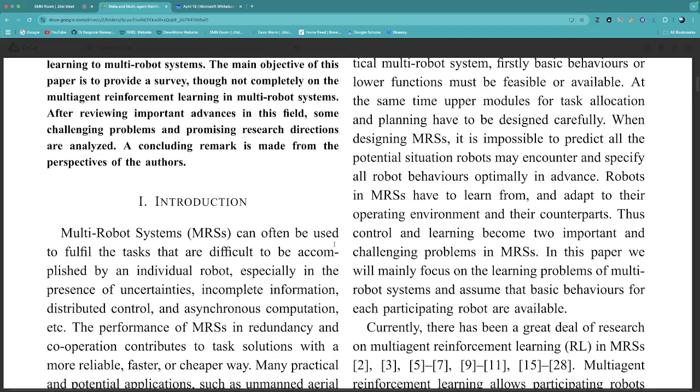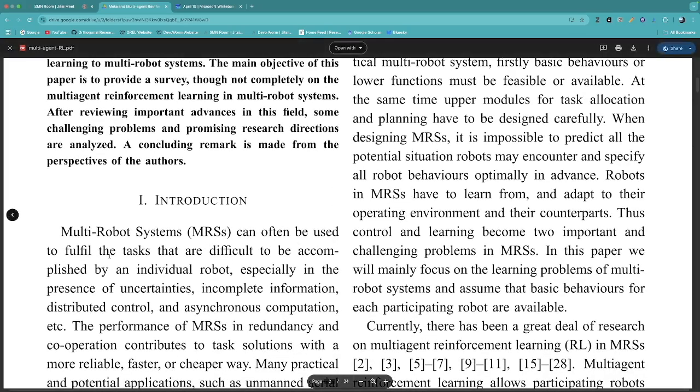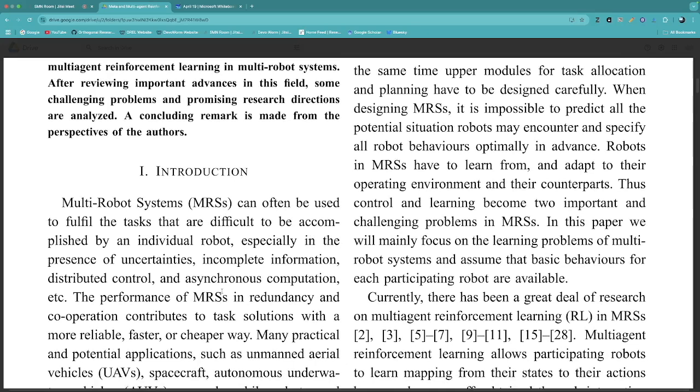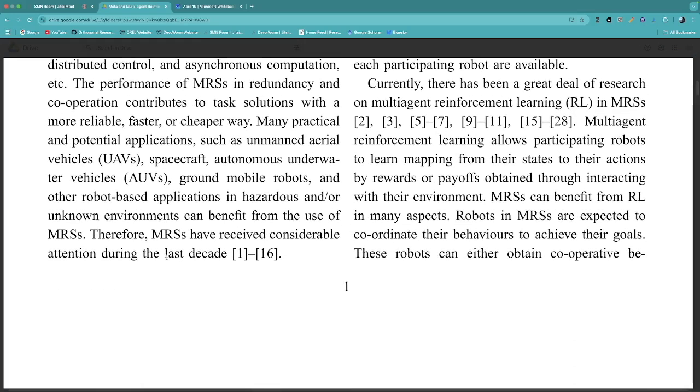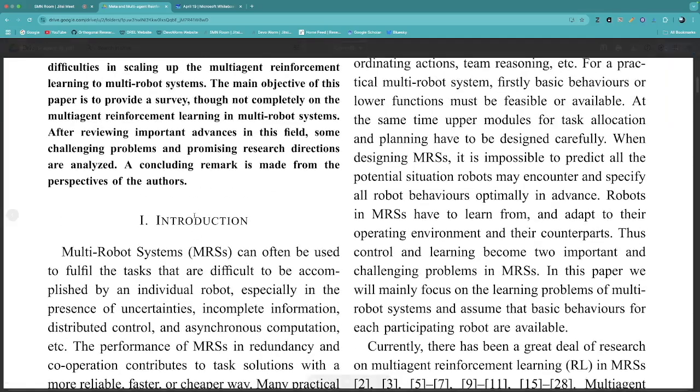So this is where they talk about multi-robot systems, where you need teams of robots instead of individuals. The performance of multi-robot systems in redundancy and cooperation contributes to task solutions with a more reliable, faster, cheaper way. So these are things like unmanned aerial vehicles, autonomous underwater vehicles, ground mobile robots, and other robot-based applications in hazardous and unknown environments. Okay.